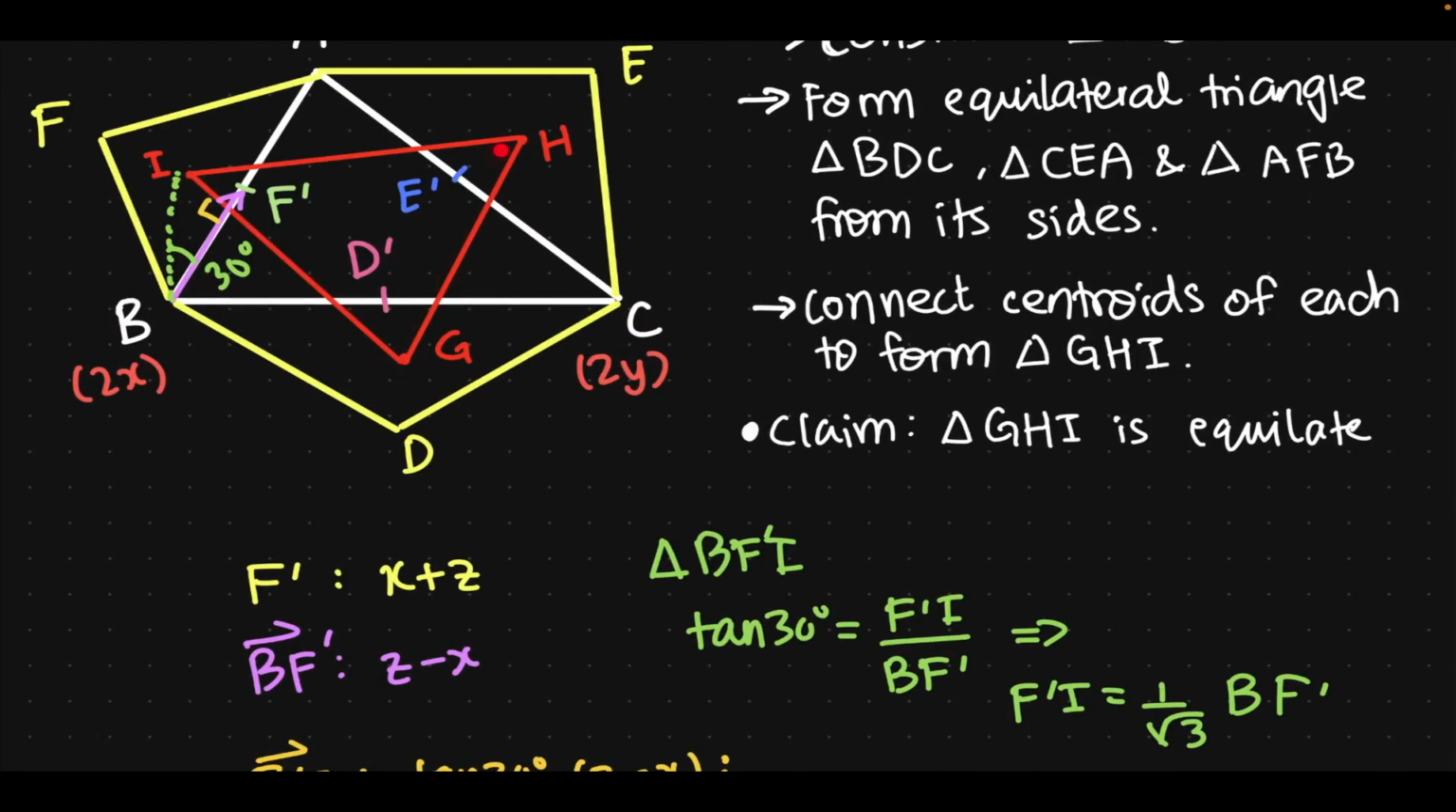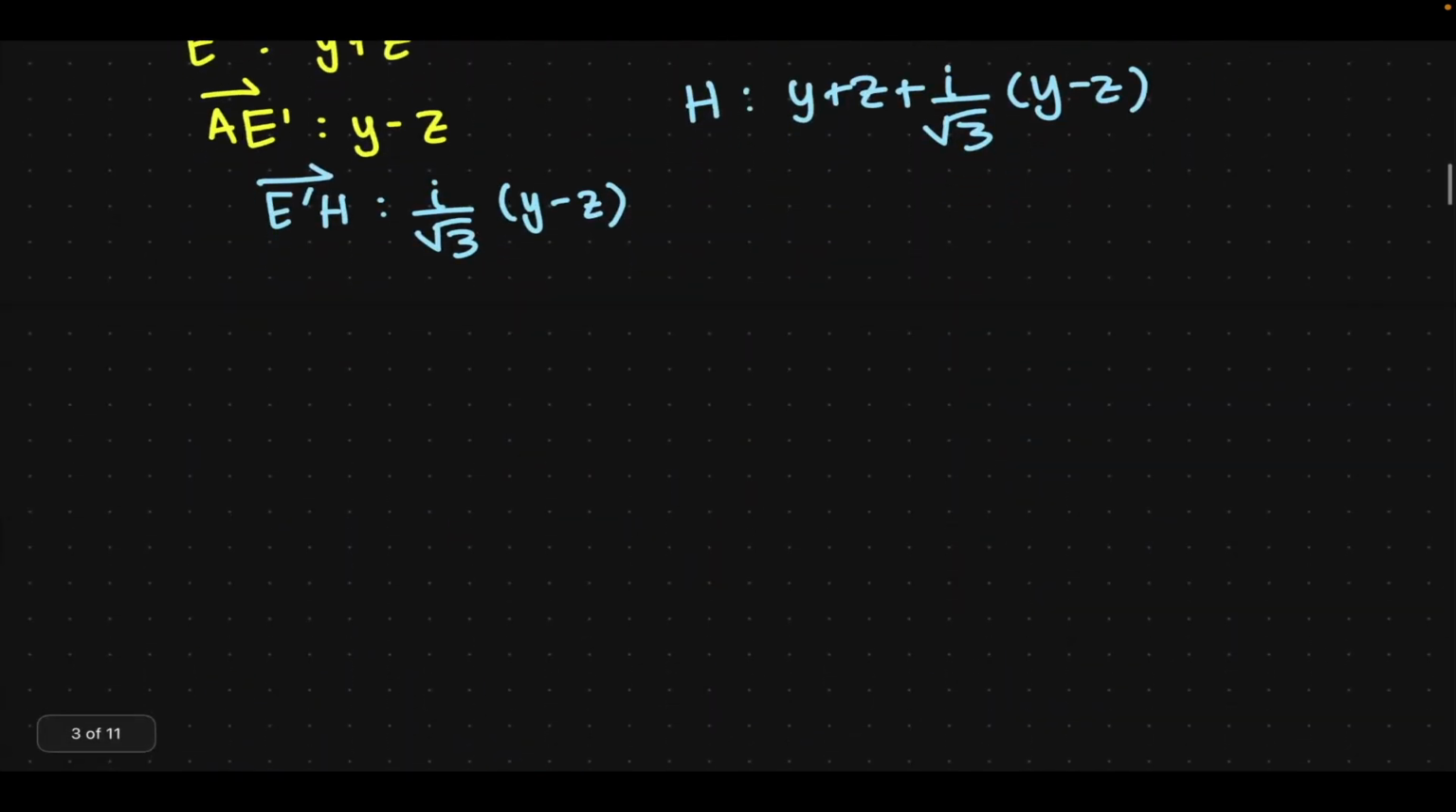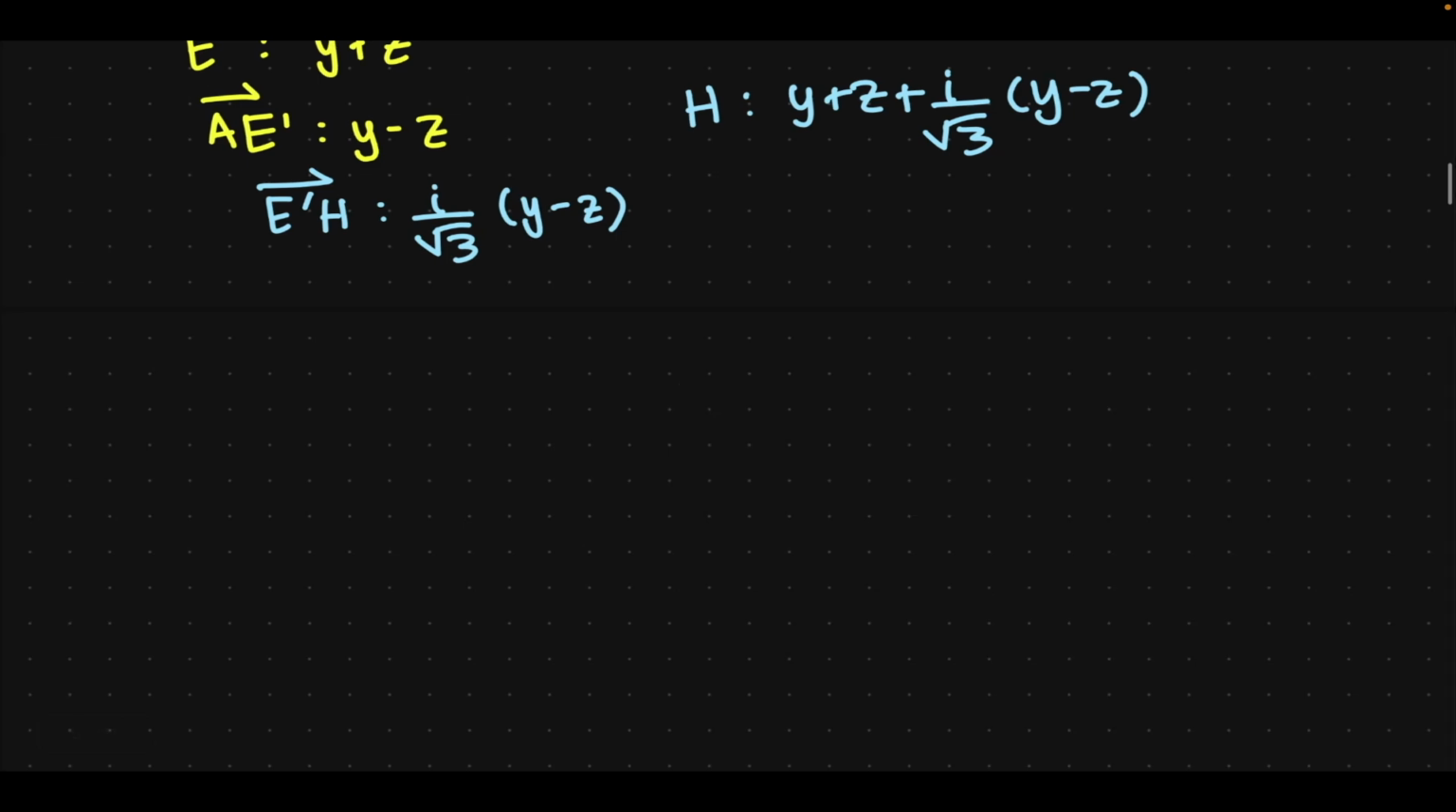Now all that's left to do is find each of those side vectors for the red centroid triangle. So this is the red centroid triangle, which we have to show is equilateral. So for that, we can just consider the side vectors. By side vectors, I mean vector GI, vector HG, and vector IH. So I will just write them down.